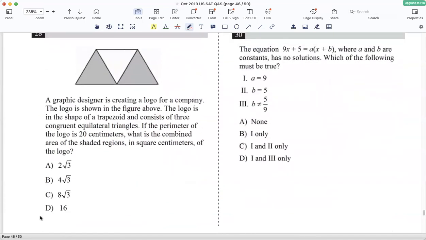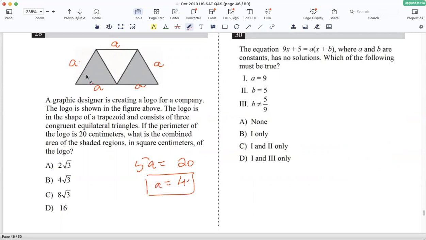A graphic designer is creating a logo for a company. The logo is shown in the figure above. It's in the shape of a trapezoid and consists of three congruent equilateral triangles. If the perimeter of the logo is 20, what is the combined area of the shaded regions in the logo? Okay, so the perimeter, so let's say that this is A, and A, right? Because all of these are equilateral triangles. So this is 5A. So 5A is 20, so A is 4.